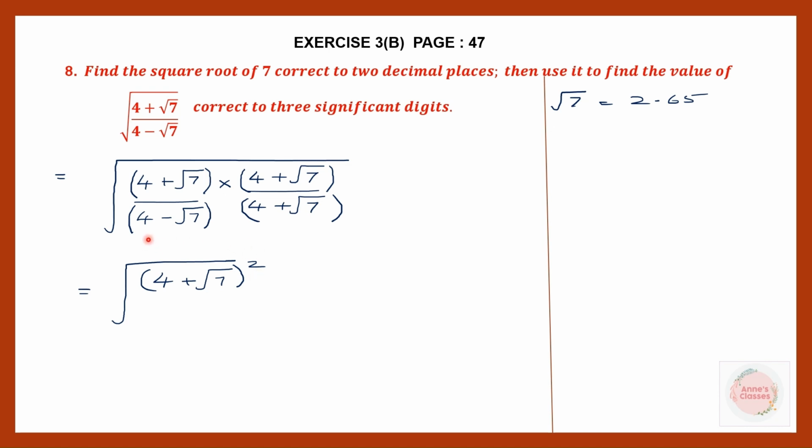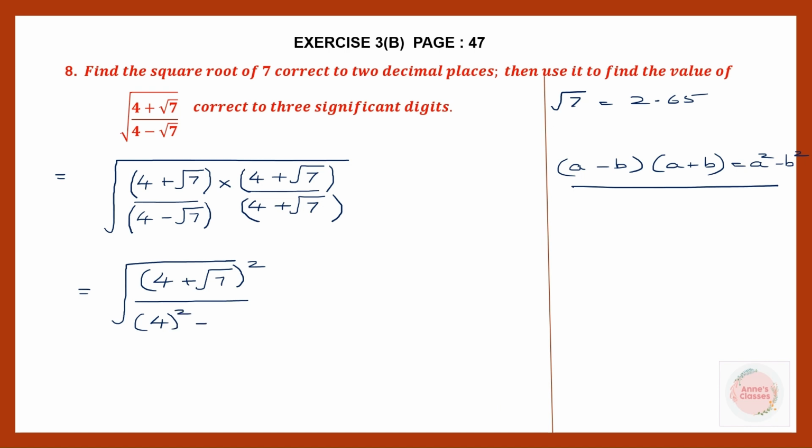Now look at what we have down. We have 4 minus root 7 and here 4 plus root 7. This is in the format of a minus b into a plus b. So in that case, what do we have? This becomes a square minus b square. That is 4 minus root 7, 4 plus root 7, which is like a minus b, a plus b. That means we have to write a square, which is 4 square. So here in the denominator, this will be 4 square minus the other one, which is root 7, root 7 the whole square.